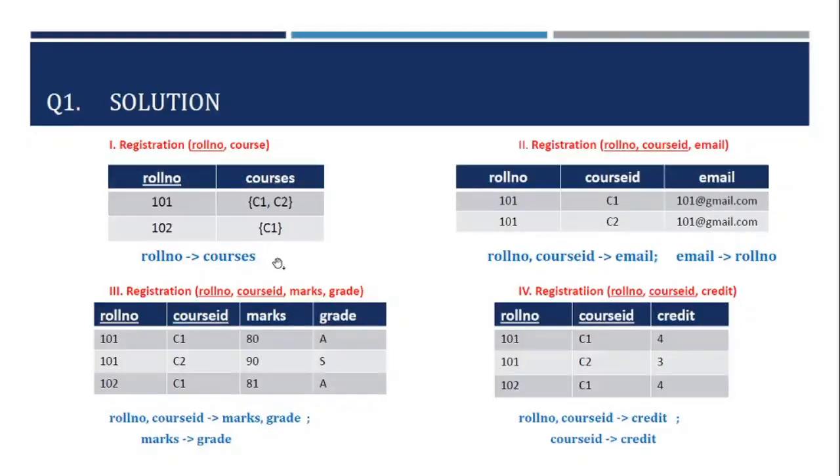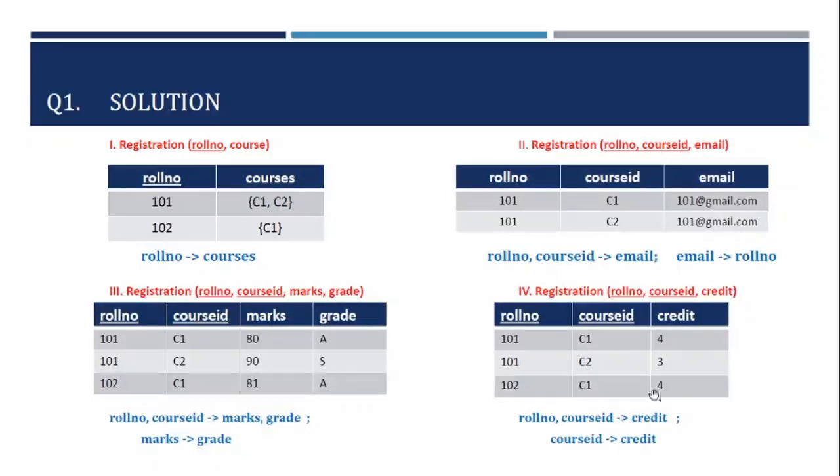And considering the same example in schema 3, for 101 we have the course ID C1. What are the marks obtained by 101 in C1, and what are the marks obtained by 101 in C2, and the corresponding grades. So if it is 80 and above, if you take the first tuple and third tuple, both are 80 to 90, so the grades are A. And the second tuple has 90 and above, so the grade is S. So it is very clear that the roll number and course ID determine the marks, and also determine the grade, but grade actually depends only on the marks that have been obtained, as per the second functional dependency.